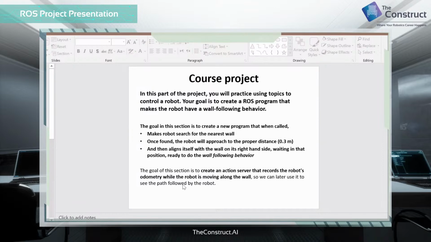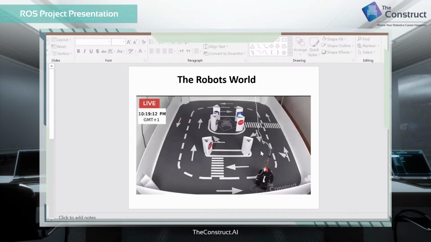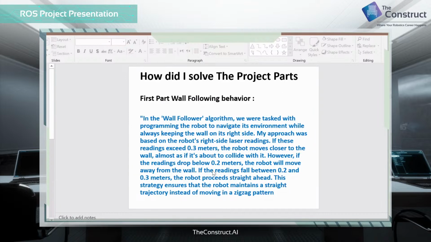And it was the third part, to use the actions to calculate the distance moved by the robot. So as you see this, the robot's world is what we should use. And now let's start with the first part, which is the wall following behavior part.